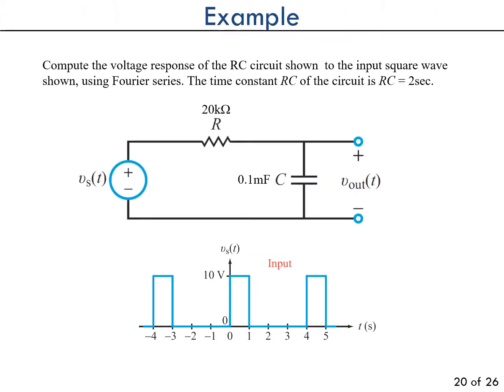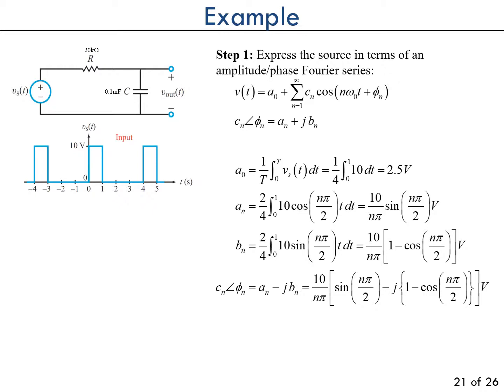So let's apply that three-step process to an actual example. In this case, we're going to compute the voltage response of an RC circuit, and the input will be a square wave. We're going to use Fourier series. The circuit has a time constant RC of 2 seconds. In step 1, you express the source in terms of an amplitude phase Fourier series. So the series is given there, and below are the expressions to get the coefficients.